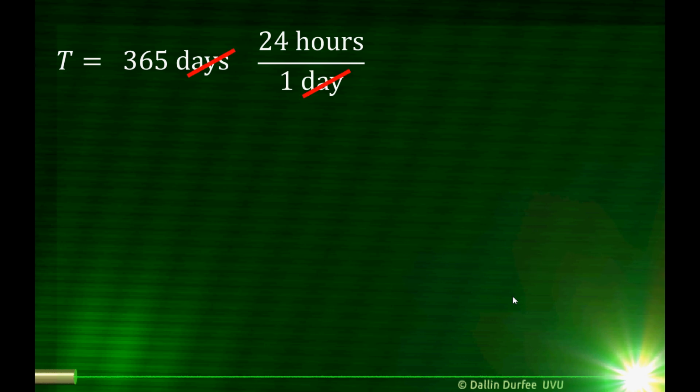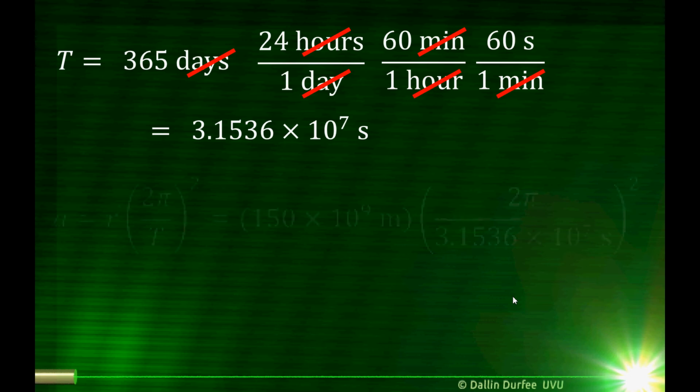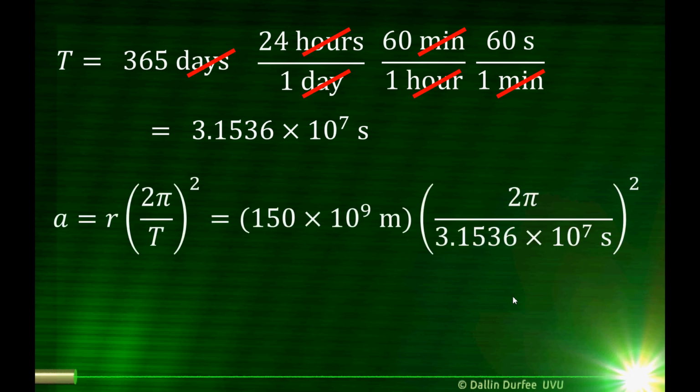And then the days cancel out. Then I'll multiply that by 60 minutes per hour, and the hours cancel out. Then I'll multiply that by 60 seconds per minute, and the minutes cancel out. And I find that 1 year is 3.1536 times 10 to the 7th seconds. So the acceleration is just r 2 pi over t squared.